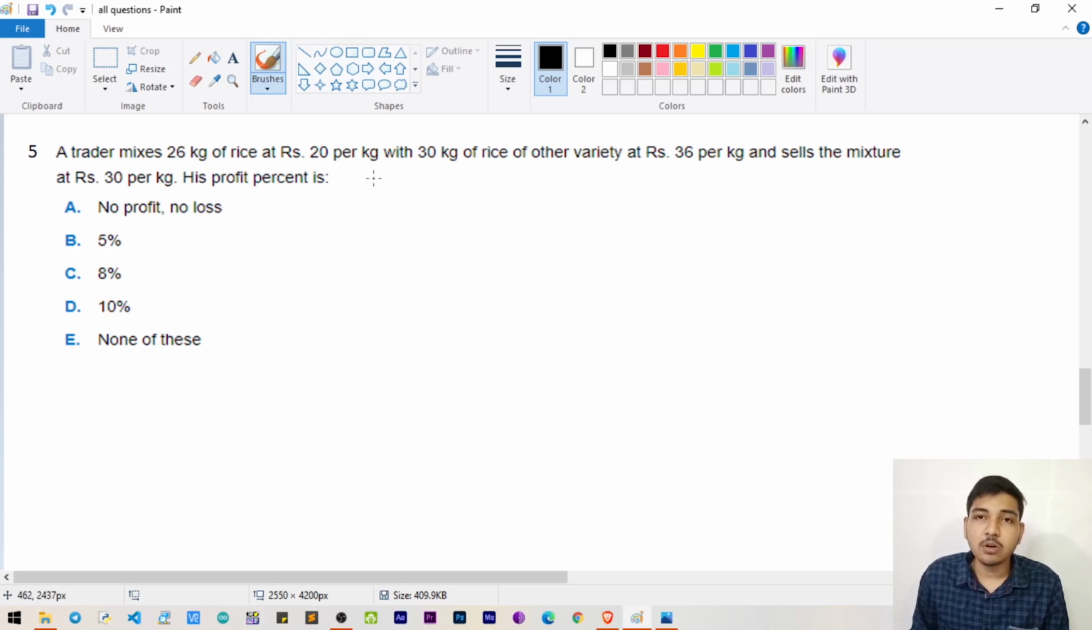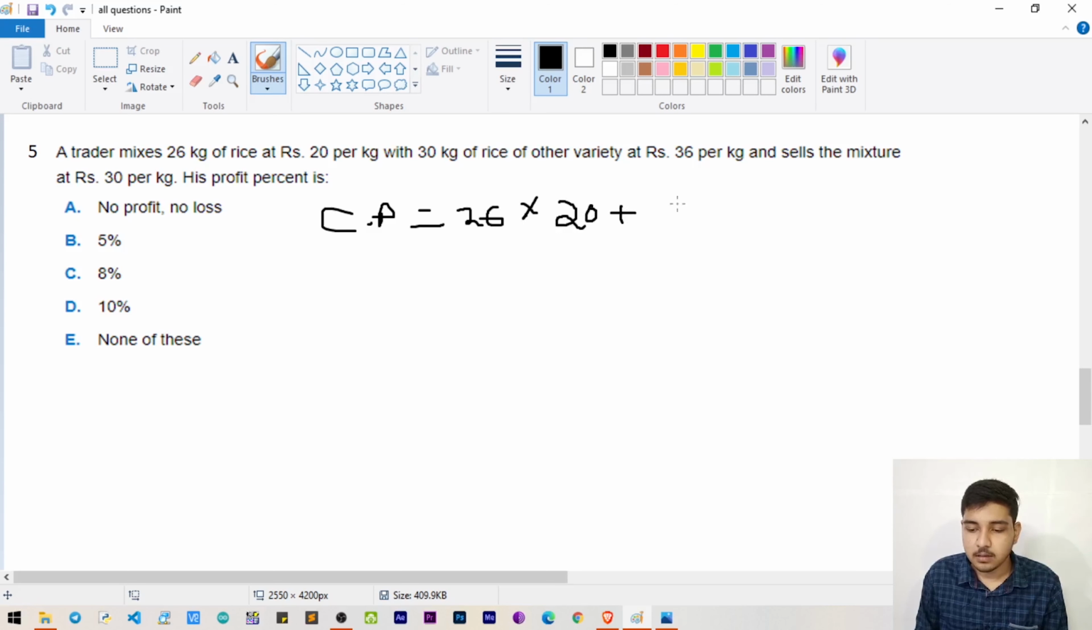So we need to find out the cost price for the entire rice, which is 56 kgs, and the selling price of 56 kgs, and then we simply subtract SP minus CP. We can get the profit and calculate the profit percentage. First we need to find the cost price, right? So CP is equal to 26 kg into 20 plus 30 kg into 36.